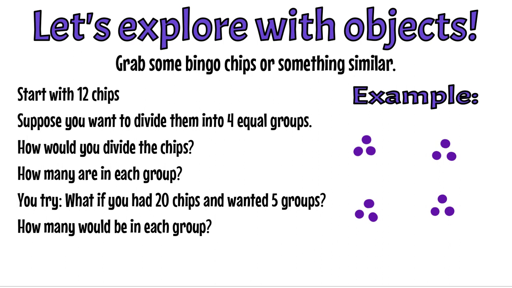So we took 12 chips, we divided them into 4 groups. It gave us 3 in each group. So 12 divided by 4 is equal to 3. Pause the video now and try if you had 20 chips and wanted 5 groups. How many would be in each group? As you see here below, if you took 20 chips and divided them into 5 equal groups, you would have 4 in each group. So 20 divided by 5 is equal to 4.